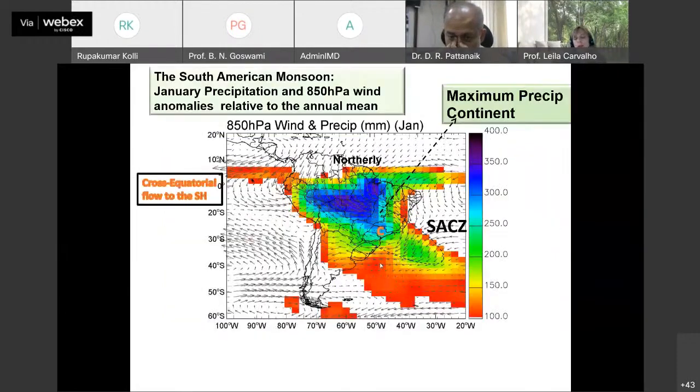But what I like to do when I talk about the South American monsoon is to show the monsoon when you remove the mean annual cycle of the winds, because then it looks much more like other monsoons.